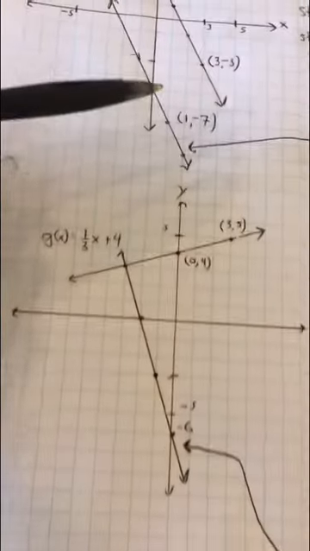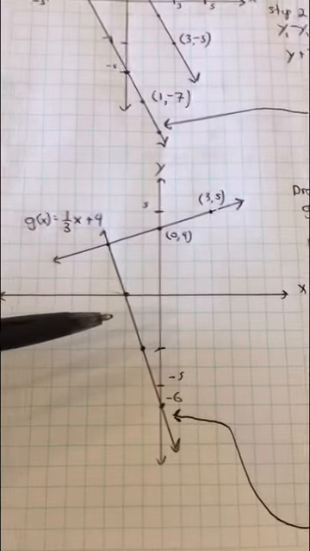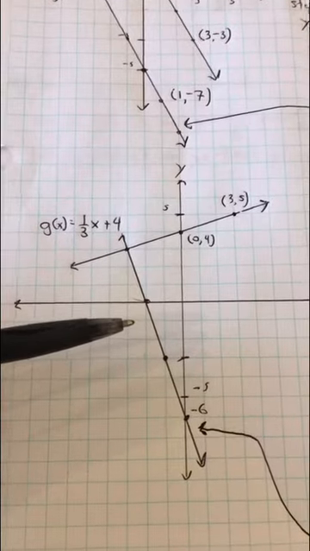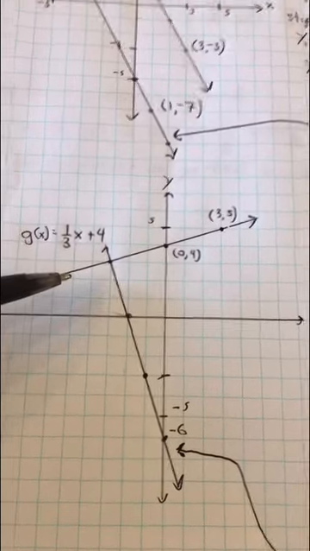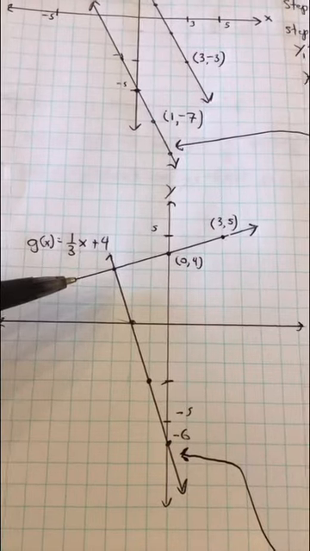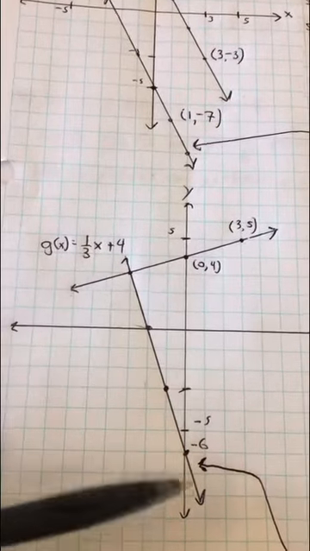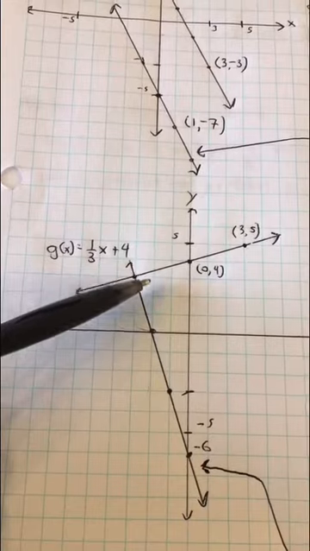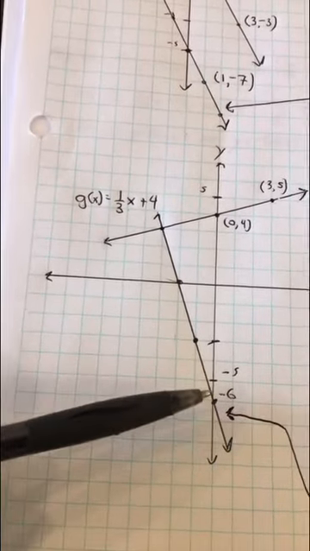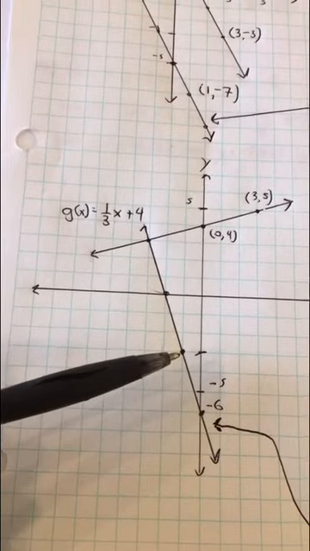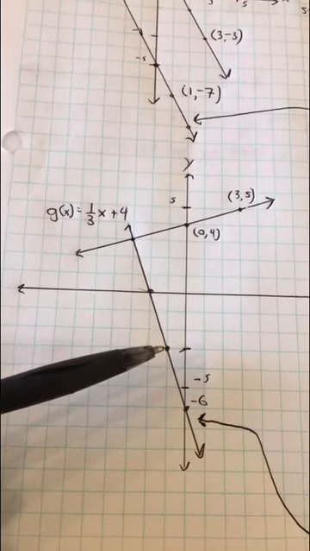Now the next thing we want to do is a line that's perpendicular to a given line. In this case, it's going to be g of x is equal to 1/3 x plus 4. And I want a line that's perpendicular. In other words, it's going to make a right angle right here, a 90-degree angle, through another point. Okay? We're going to pick this point right here. That looks like negative 1, negative 3.